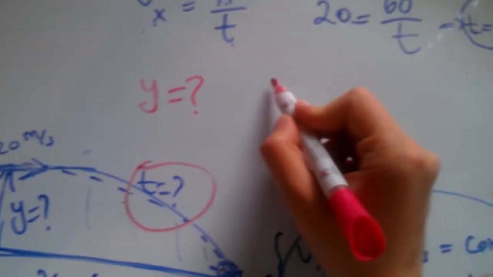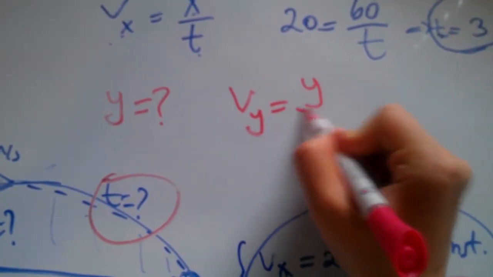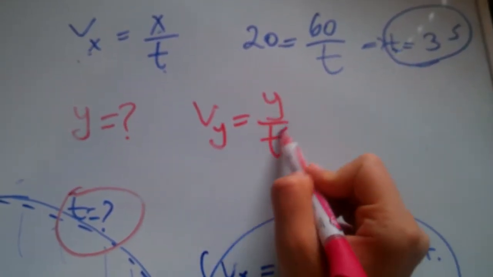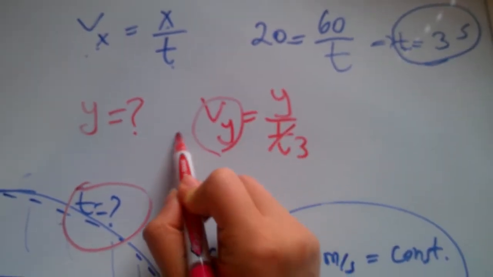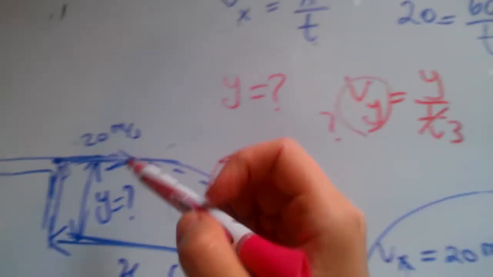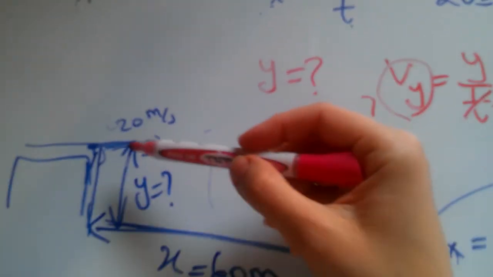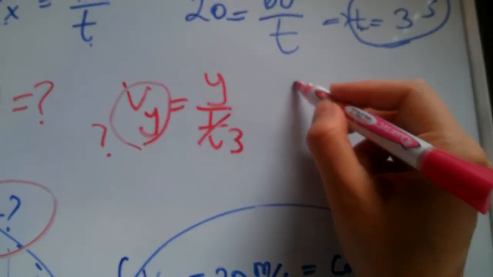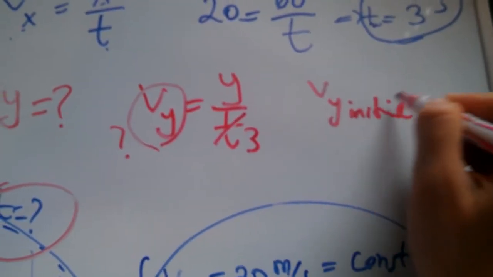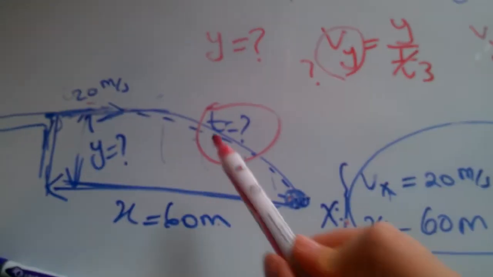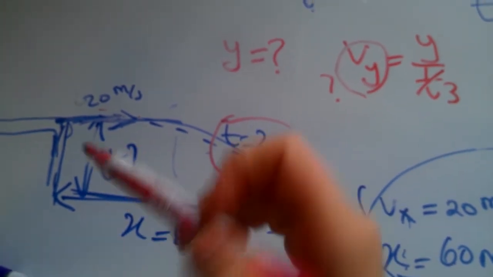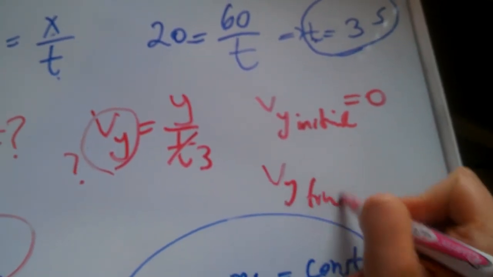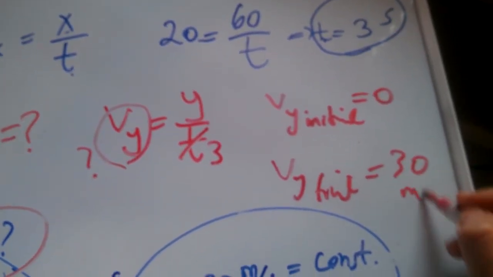If I'm wondering about this, Vy is Y over T, where my T is now 3 seconds. But what is Y here? Velocity is changing all the time. Since at first we don't have any velocity along the Y, it was only 20 along the X, we have an initial velocity along the Y of 0. Because we figured out it takes 3 seconds to get here, after 3 seconds: 0, 10, 20, 30, our final velocity when the ball hits the ground is 30 meters per second.